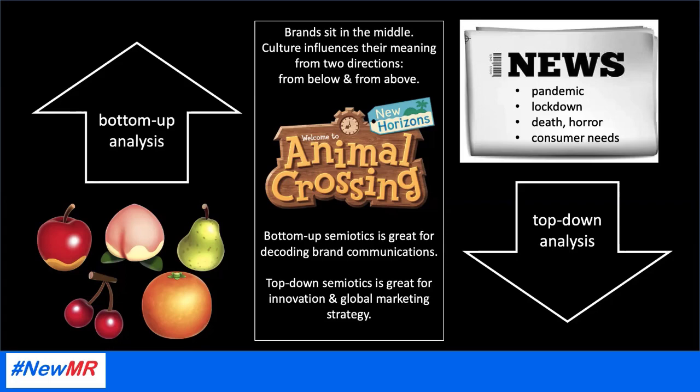In Animal Crossing, for example, there's a lot of fruit. Can you see how the apple has been chosen by some designers to be the first item on this list here? That's not a mistake. So here we've got these fruit items. They're very simplistically but quite attractively rendered, and they're loaded with meaning. Identifying semiotic signs and figuring out what they mean and what kind of experience they're promising the consumer, what they're saying about the product, that's bottom-up analysis, okay? It's great for decoding and rejigging brand communications.